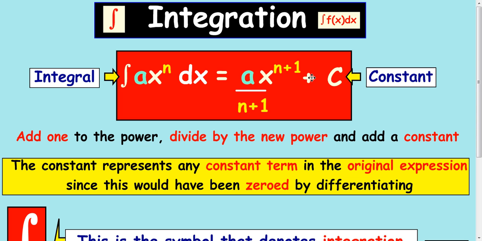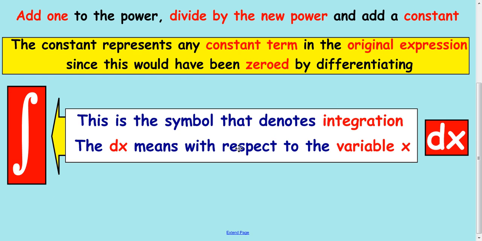The additional thing here is that we've got a plus c. Now c is a constant, it's called the constant of integration. Now the constant represents any constant term that you've had in the original expression, because if you differentiate a constant you get 0. So if you integrate that backwards, then you don't know what it was that you zeroed. It could have been a 6 or an 8 or a 9 or whatever. So we call that c the constant of integration. So always use this integral sign and dx on the other side with respect to x, or whatever the variable letter is, dt or so on.